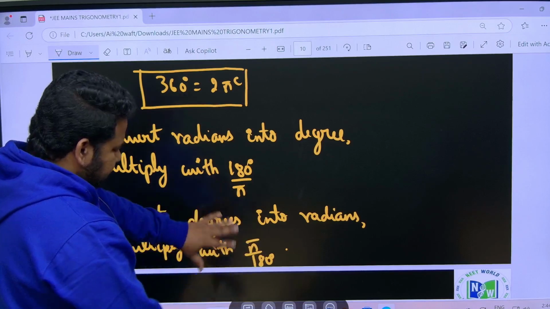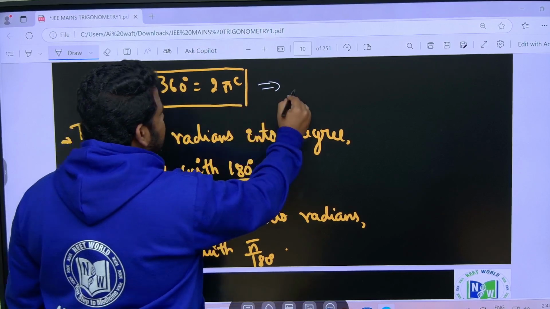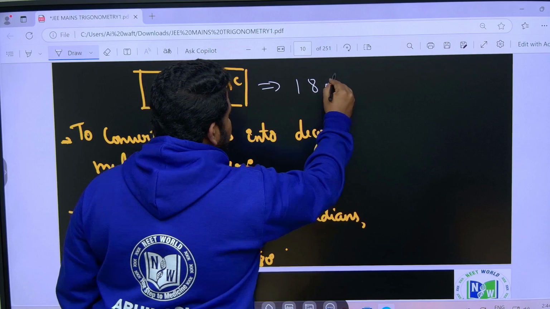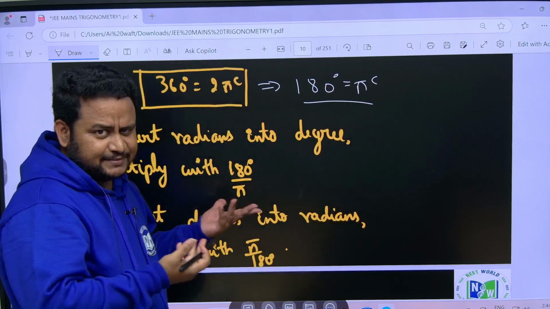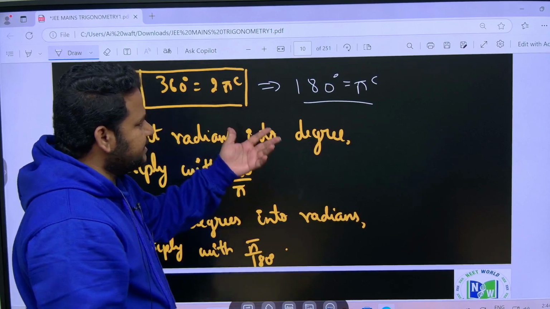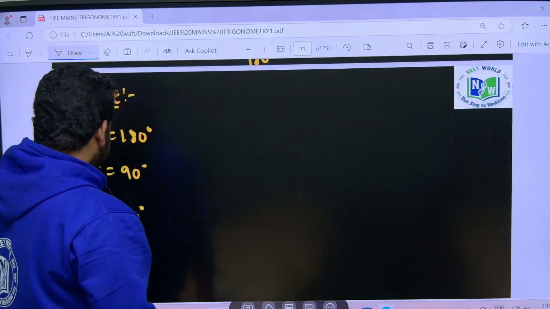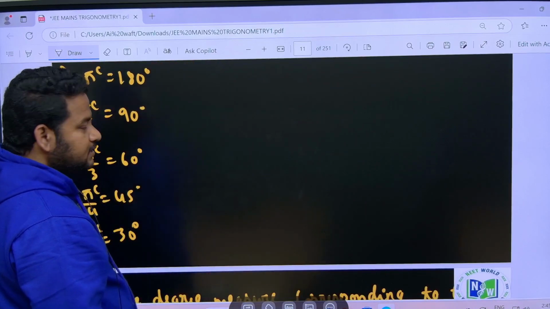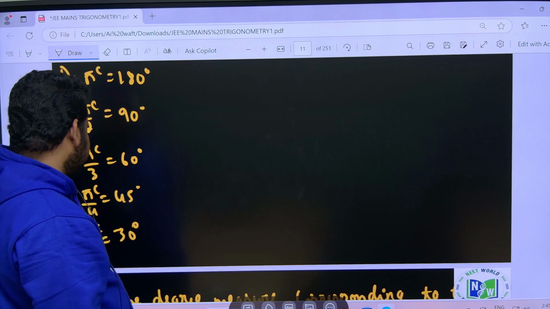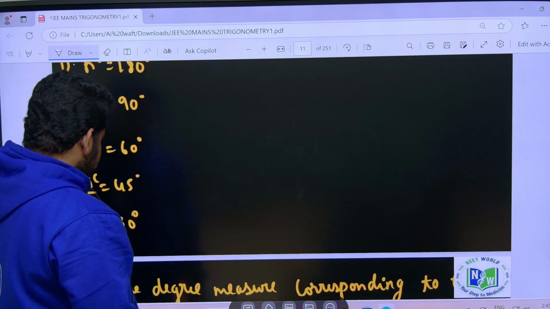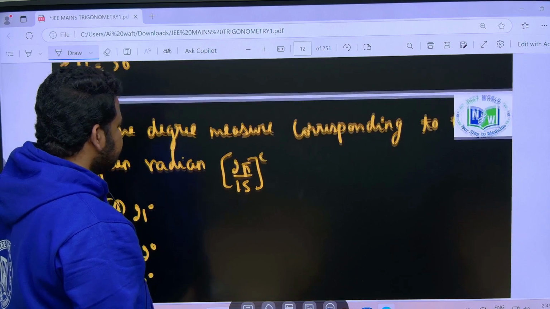No need to by heart all this. You just have to remember 360 degree is equal to 2 pi, or you remember 180 degree is equal to pi radians. Just substitute this value. You use unitary method and you can get the answer. 180 degree is equal to pi radians. That's it. So note, pi radians is 180 degree, pi by 2 is 90 degree, pi by 3 is 60, pi by 4 is 45, pi by 6 is 30. This you already know.